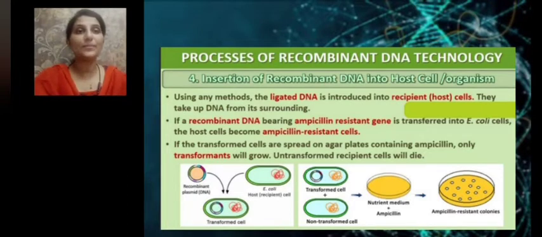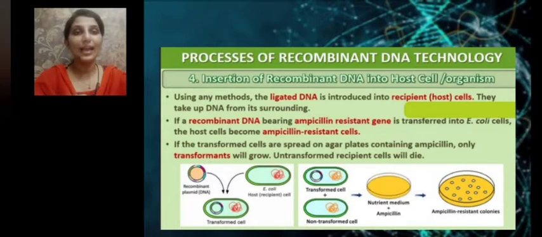We had learned about the requirements of a vector. Remember the selectable markers, which are genes coding for antibiotic resistance. So if a recombinant DNA is bearing the ampicillin resistance gene and it is transferred to an E. coli, this recombinant plasmid or vector, having the gene for ampicillin resistance, has been introduced into the host, which is an E. coli. The host cells, now these E. coli cells, become resistant to ampicillin.